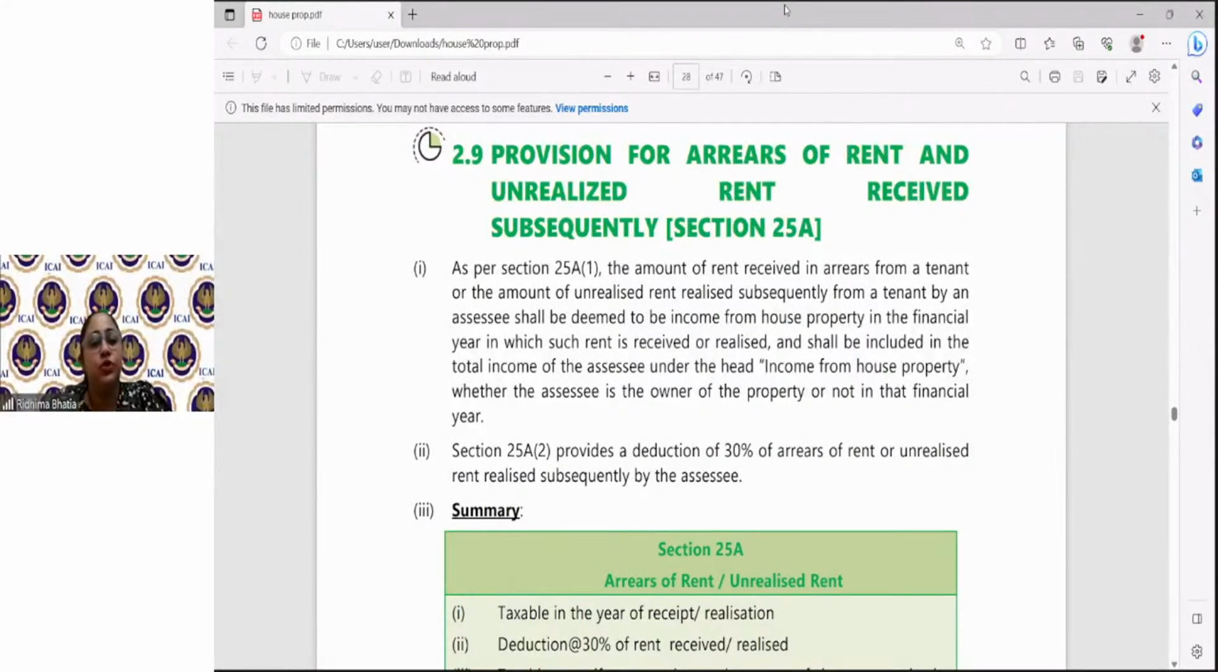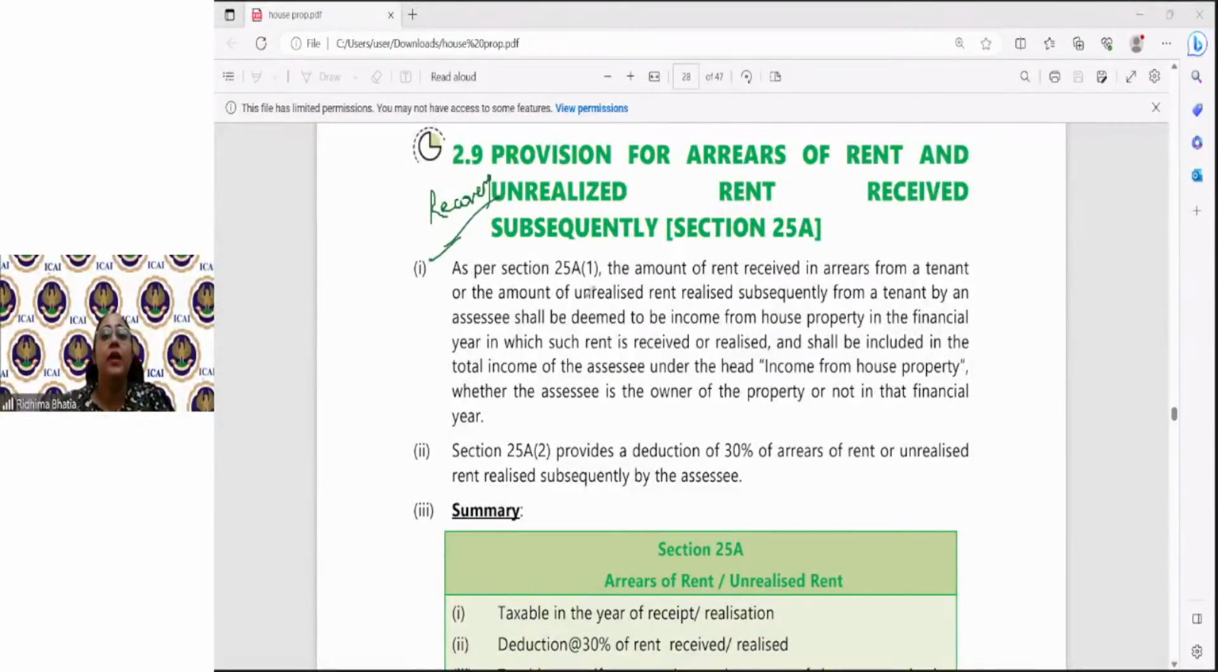Either you can take an approach to reduce it from your gross annual value, or you can take an approach to reduce it from your actual rent and then come to your gross annual value. But if subsequently you are very lucky enough that you got the unrealized rent, as in the unrealized rent was recovered, police आपने case डाला था, those people were found out, they were asked to pay it, and say after 2 years you get that unrealized rent. This is recovery of unrealized rent, which we are talking about.